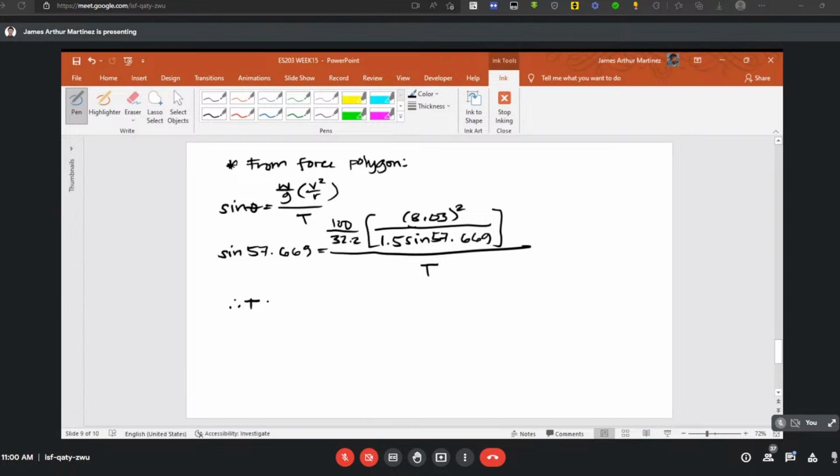Therefore, we can now compute the tension, since it is the unknown variable in this equation. So that is 100 divided by 32.2 multiplied by the quantity of 8.03 squared over 1.5 sine of 57.669, all over sine of 57.669. So the tension is therefore equal to 186.982 pounds.